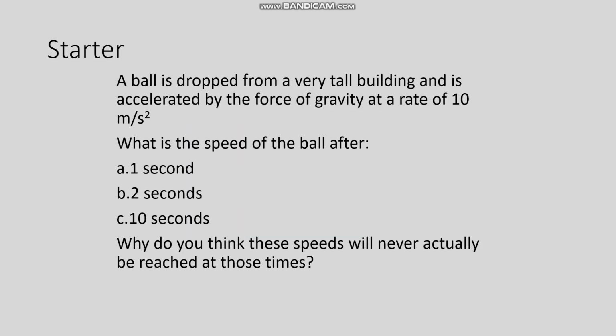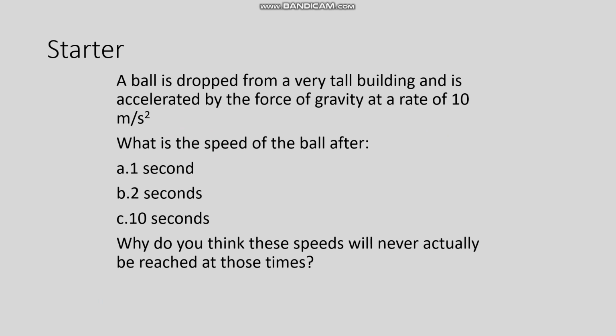Okay, before we get going, a quick starter based on last lesson's work. A ball is dropped from a very tall building, and is accelerated by the force of gravity at a rate of 10 meters per second squared. I'd like you to tell me what the speed is after 1 second, 2 seconds and 10 seconds. And then finally, those speeds which you thought about aren't actually attained. Why do you think that those speeds might not actually be attained in real life? So pause the video, have a think, we'll go through the answers in a moment.